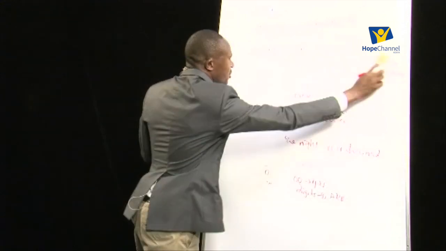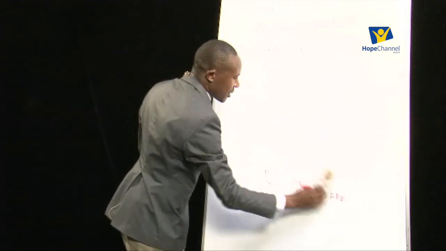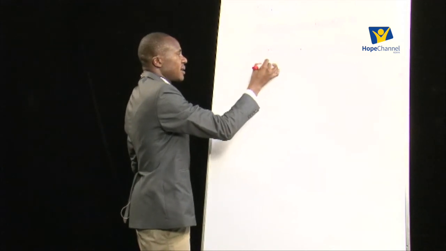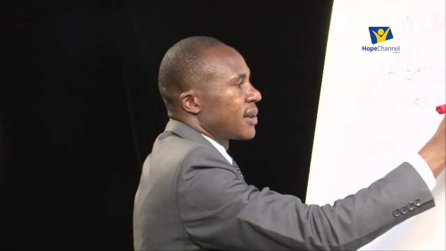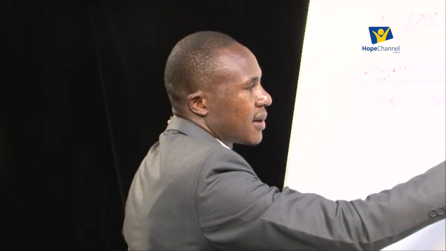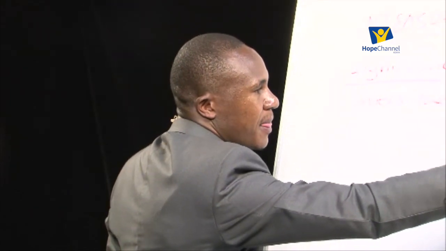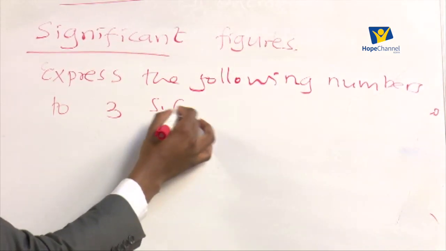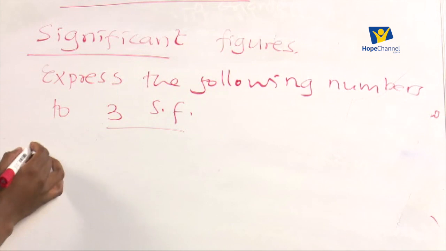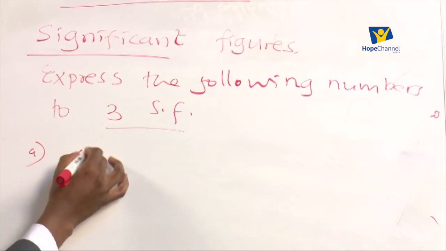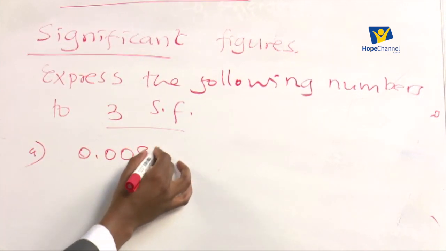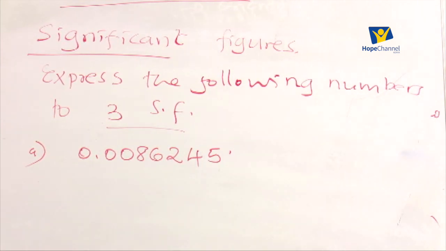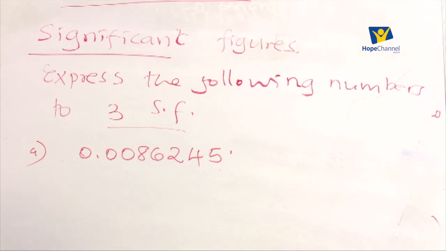Questions: express the following numbers to 3 significant figures, each one of them. So number 1, we have this one here, 0.008624, then 5. We want to express that number to 3 significant figures.